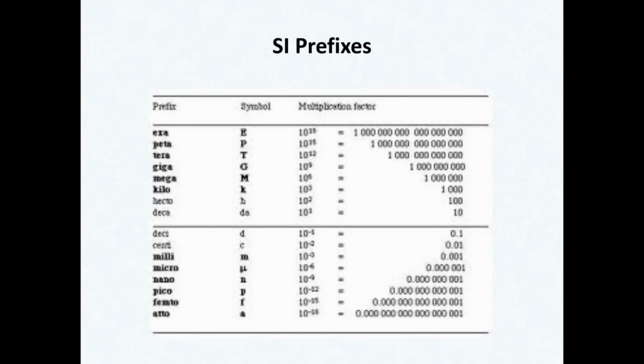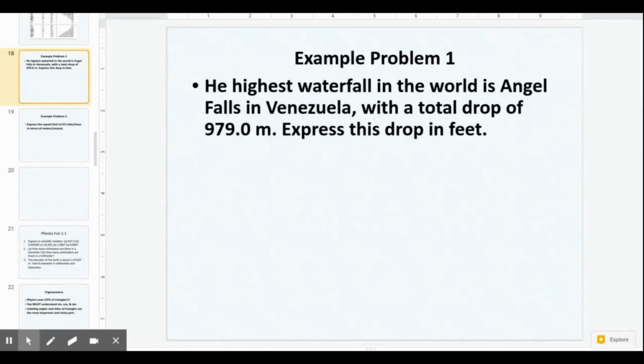Here is your prefix chart, and again, I will provide that to you, and I will also have one linked on the Google Classroom. So for this example problem, we're going to look at converting meters to feet. And again, this conversion should be a familiar process. So we've got the tallest waterfall is 979 meters.